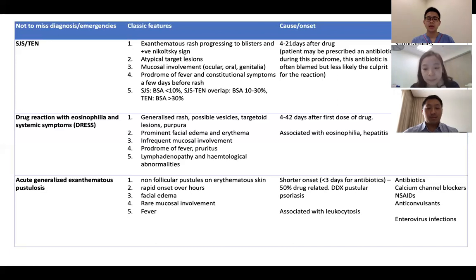So basically, to think about it, when there's a rash and a patient with multisystemic involvement, that's when we may want to consider DHS as a differential. Correct. Okay, thank you.